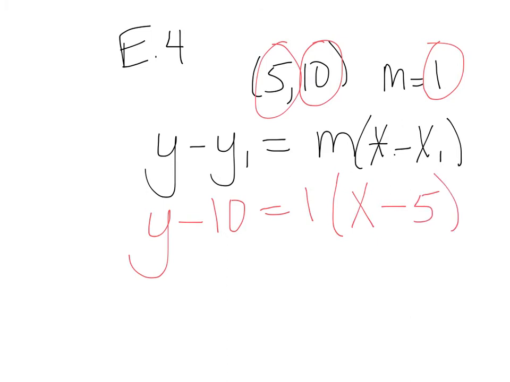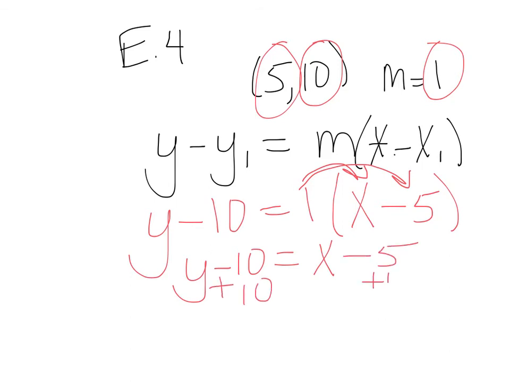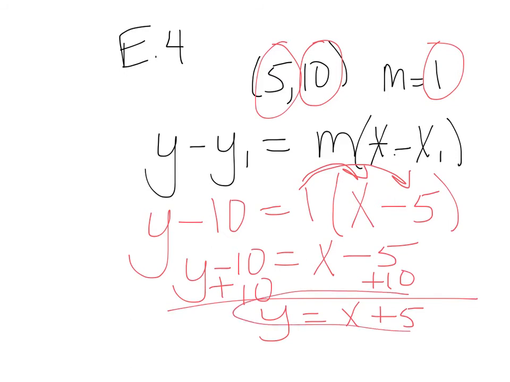Okay, it's not simplified. I need to get the y by itself. So the first thing I'm going to do is multiply the 1 through for distributive. 1 times x is just x. 1 times negative 5 is minus 5. I'm going to add the 10 to get me y equals x plus 5. And that's what they want you to type in. Okay, next.